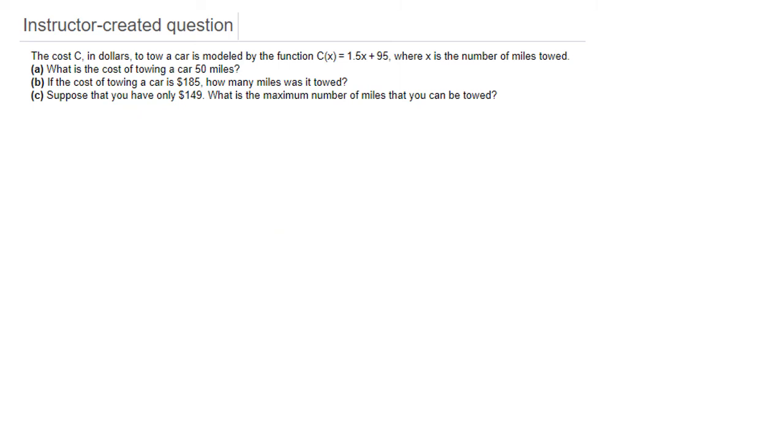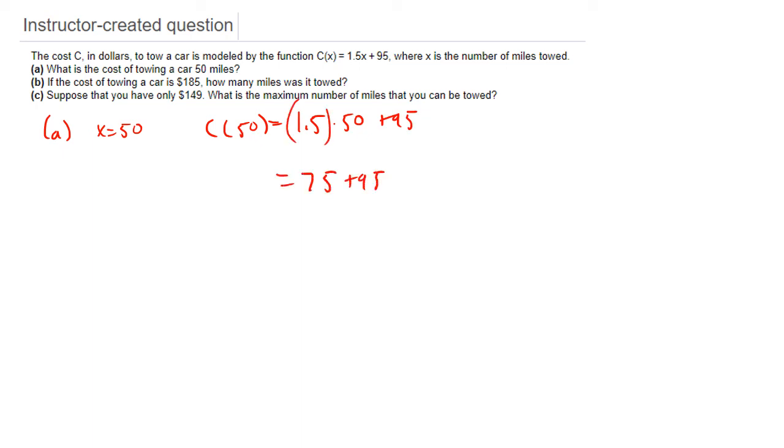Now we are given a function c of x, which models the cost of towing a car, where x is the number of miles to be towed. So for part A, we are asked, what is the cost of towing a car 50 miles? So that just means x is 50. So c of 50 will be the cost is 1.5 times 50 plus 95. 1.5 times 50 is 75, and 75 plus 95 is 170. So to tow a car 50 miles will cost $170.